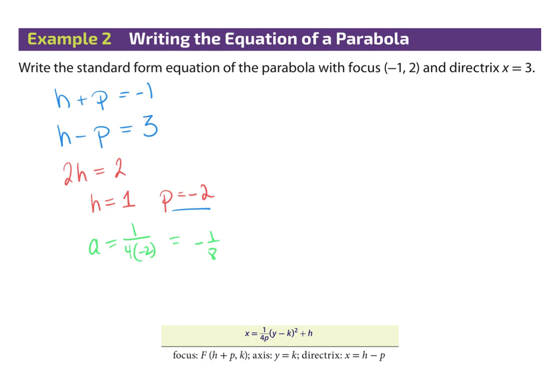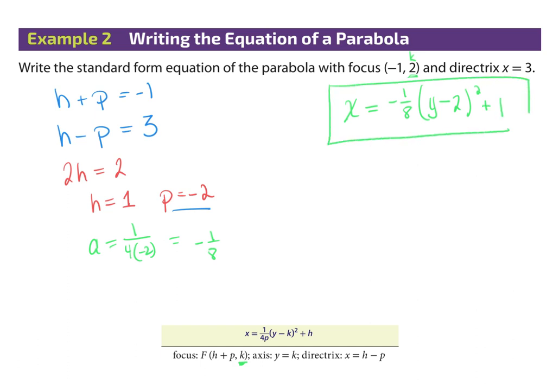So in my standard formula here, X equals A, that's going to be -1/8, times Y minus my K. I already have my K because they gave me my focus. This is my K here, so I already know my K squared, and then plus H, which I've already solved for, plus 1. That is my standard form of this equation.